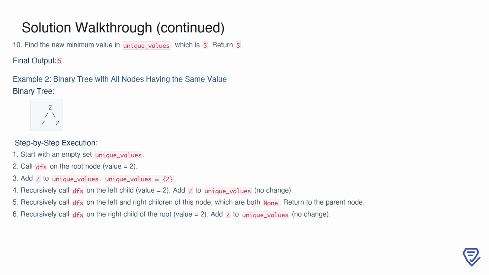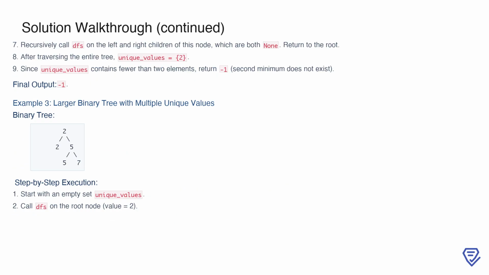The left and right children of this node are null, so we return to the parent node. Then, we examine the right child of the root, which also has the value 2. Again, since this value is already in the set, no change is made. Continuing the traversal, the left and right children of this right child are null as well, so we return to the root. At the end of the traversal, our set still contains just one value, unique_values equals 2. Because there is only one unique value in the tree, it means there is no second minimum value.